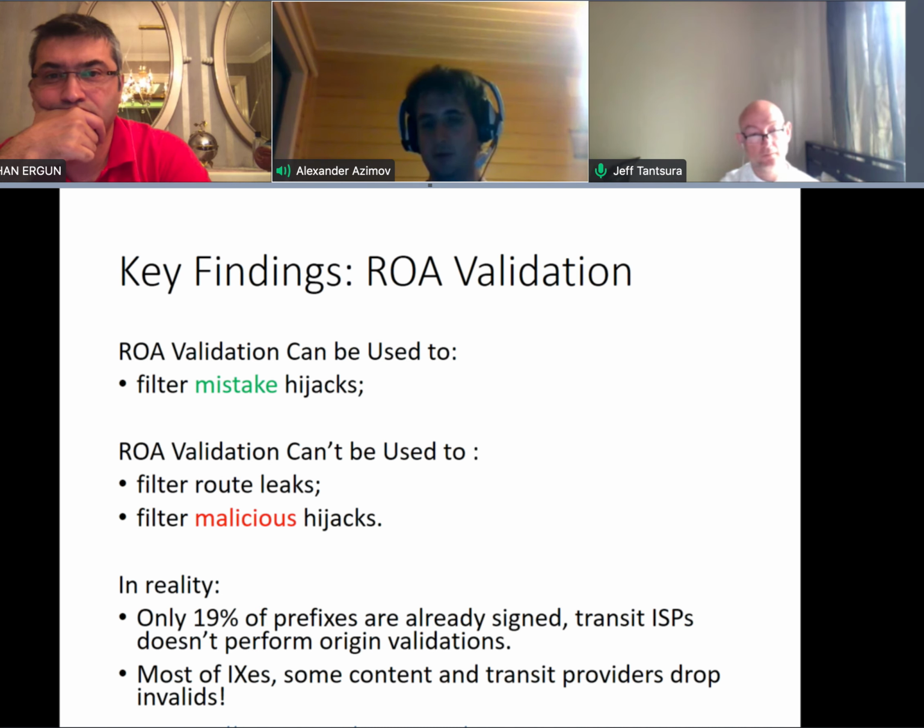So, two points: sign your address space. It's a good time. It will bring you immediate benefit, and takes only 5 minutes. And consider using origin validation on your side too, because by signing, you are protecting your ingress traffic. Yes, ingress traffic. By performing origin validation, you are protecting your egress traffic.